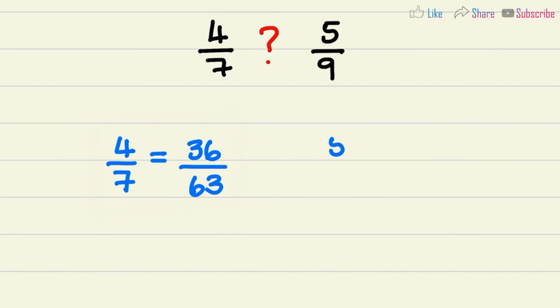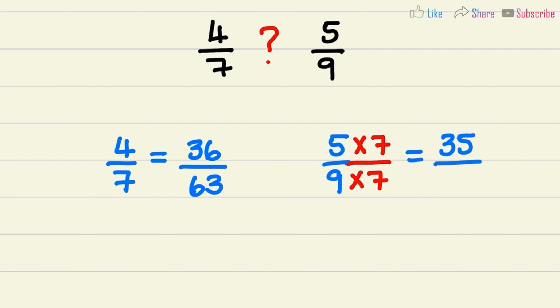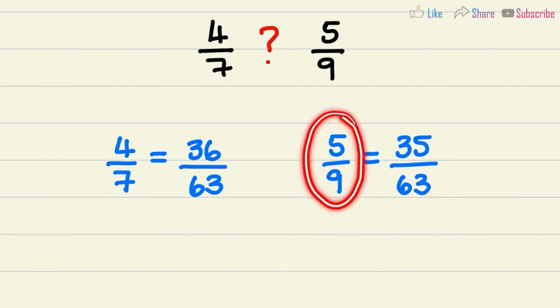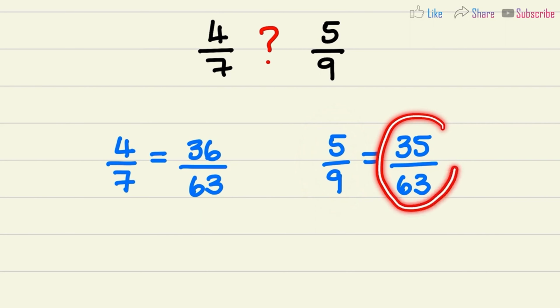Now, let's look at 5 over 9. To find the same denominator, I will multiply 9 with 7, and I do the same calculation in the numerator. So 5 times 7 is 35, and 9 times 7 is 63. That means that 5 over 9 is equal to 35 over 63.